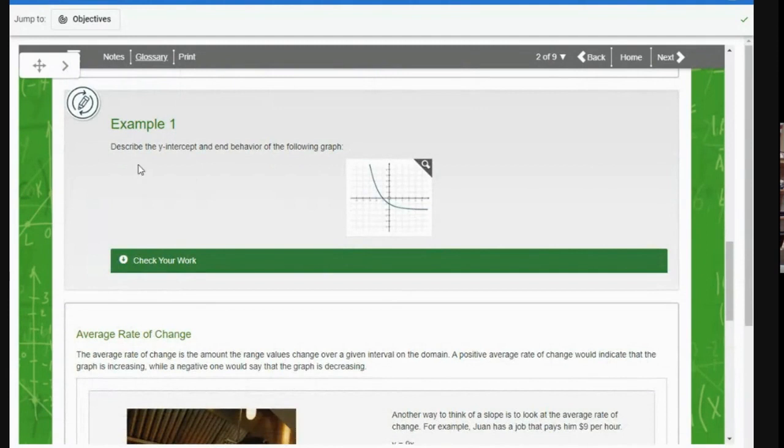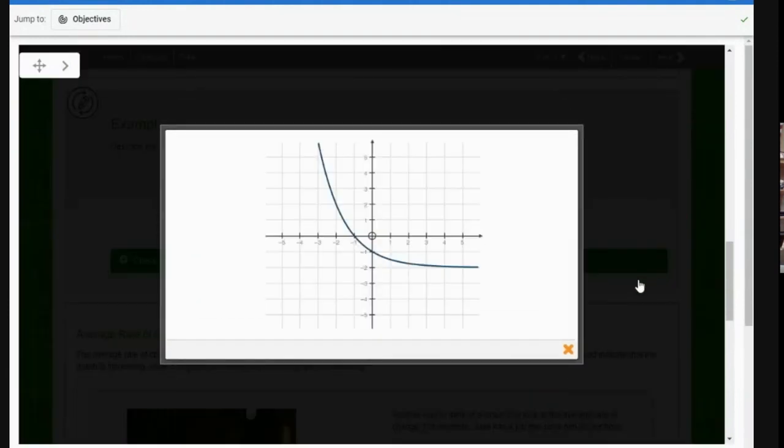All right, so it says describe the y-intercept and end behavior of the following graph. So if we make that a little bigger, the y-intercept we can see is at (0, -1). Okay, it crosses the y-axis at -1. And the end behavior, the left end goes up towards infinity. The right end approaches the asymptote of y equals -2. You see it's approaching -2. That's the end behavior. Left goes up towards infinity. Right approaches the asymptote of -2.